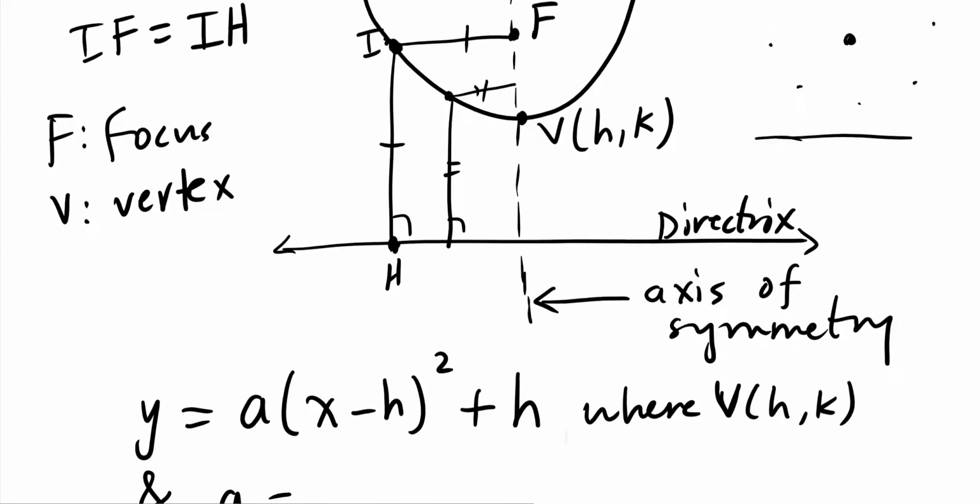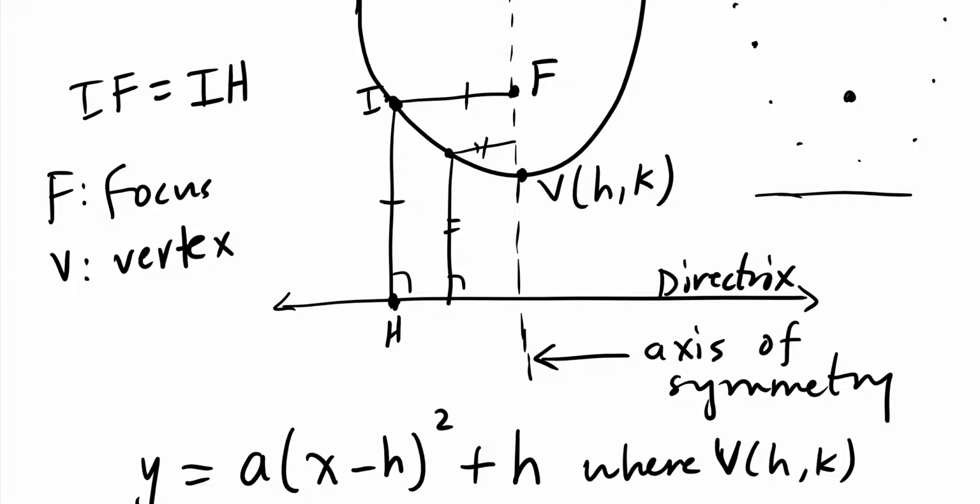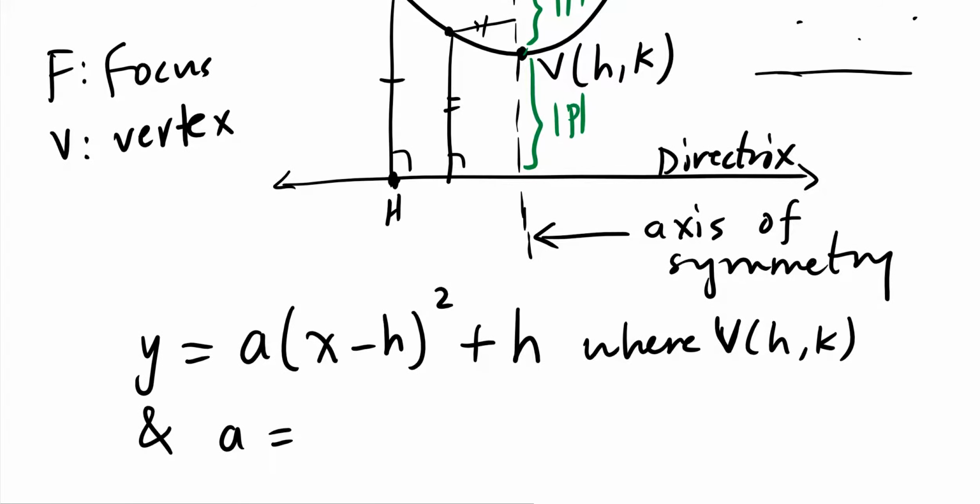And what is a here graphically? Well, a graphically is related to the distance from here to here, and the same from here to here. We call it the absolute value of p. And what is the relation between a and p? It is that a is 1 over 4p, where p is the distance. So this tells us that the vertex is halfway between the focus and the directrix all the time. The vertex has coordinates h comma k.